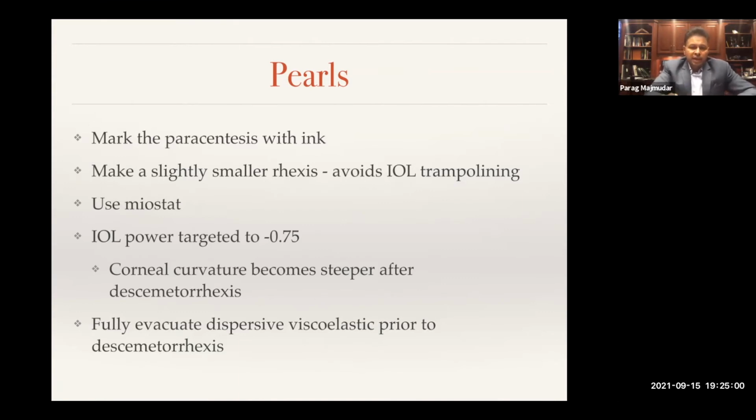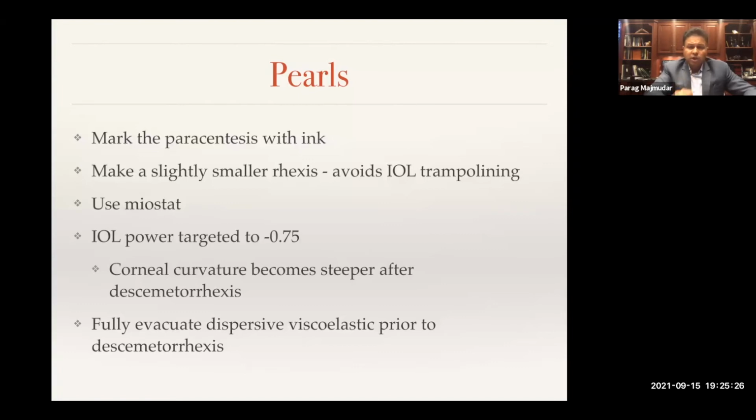One of the things that I also recommend a lot is to make a slightly smaller capsulorhexis. Now, when I do a regular surgery for cataract, I usually make my capsulorhexis around 5.5 millimeters so that it typically overlaps the optic of the intraocular lens. But here I might even go a little smaller. I might go to even 5 millimeters. And that's because when you have a little bit larger opening, that IOL will trampoline a little bit. It'll go up and down. The chamber will be a little more unstable.